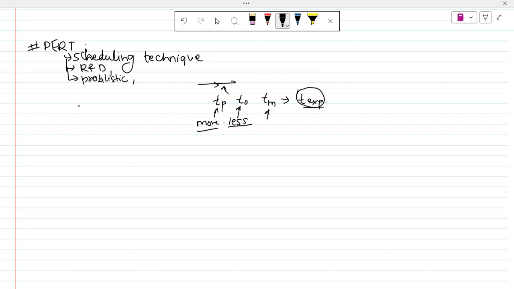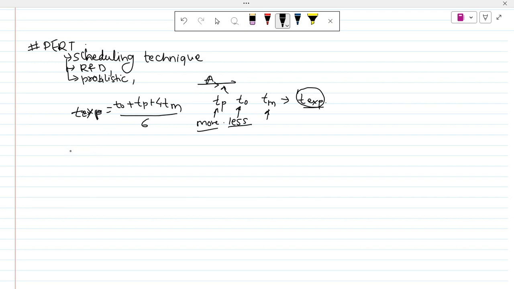Okay, what is the expected time? The expected time is calculated as optimistic time plus pessimistic time plus 4 times the most likely time, divided by 6. In this way, we can calculate the expected time duration, which is used to give the duration to an activity which we don't know the details about.